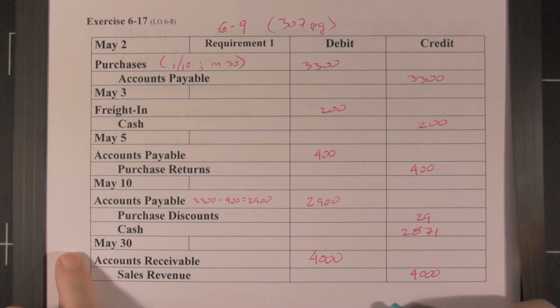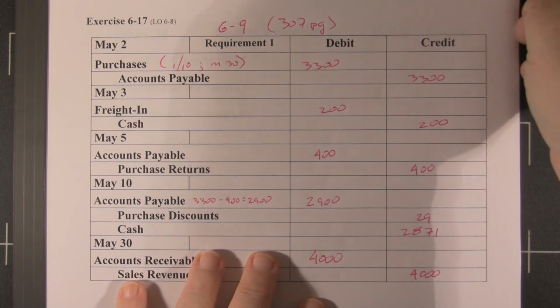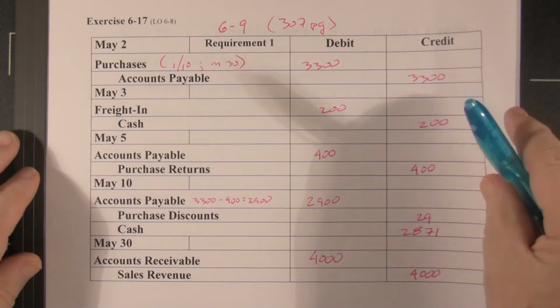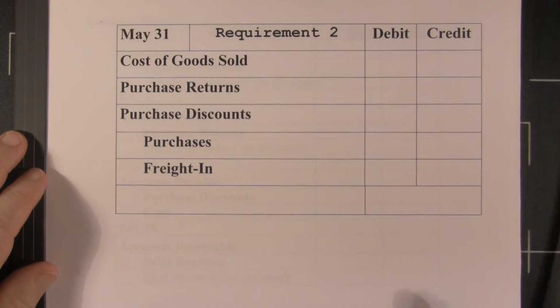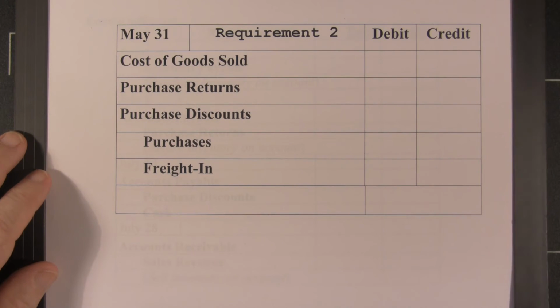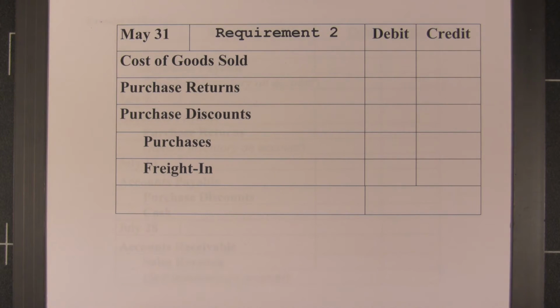The next thing it asks us to do is to compute the purchase returns and the cost of goods sold and all that good stuff. Okay, so this is the year-end adjustment. So that's what we have to do now.